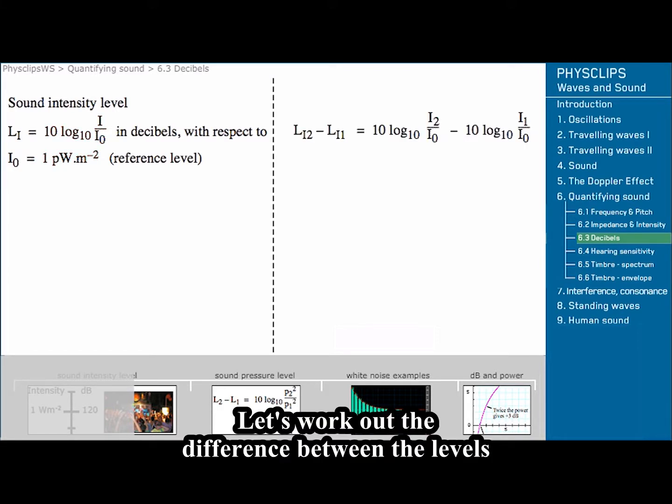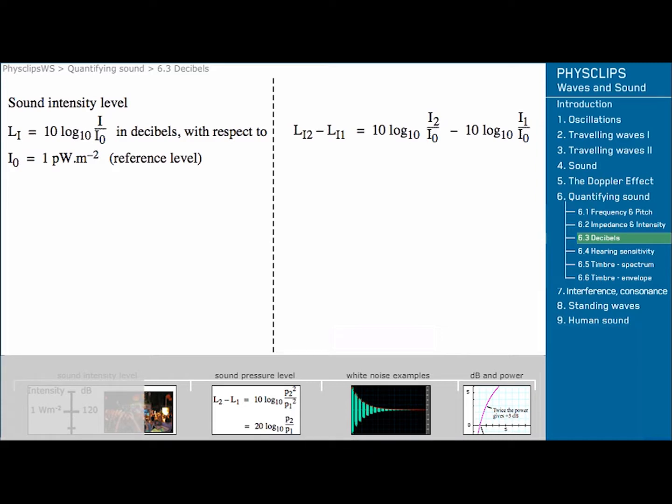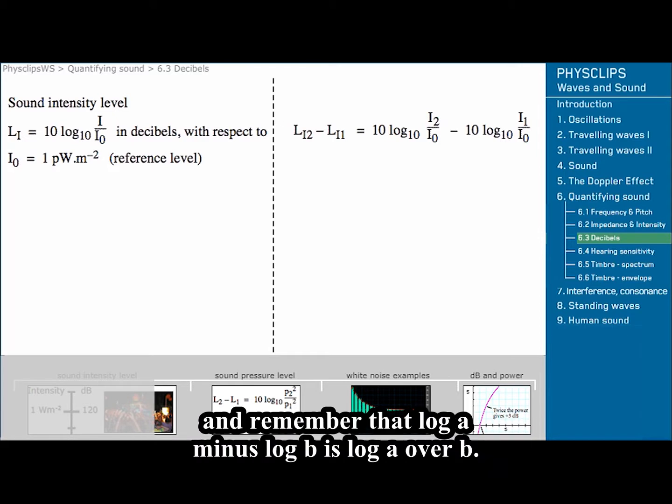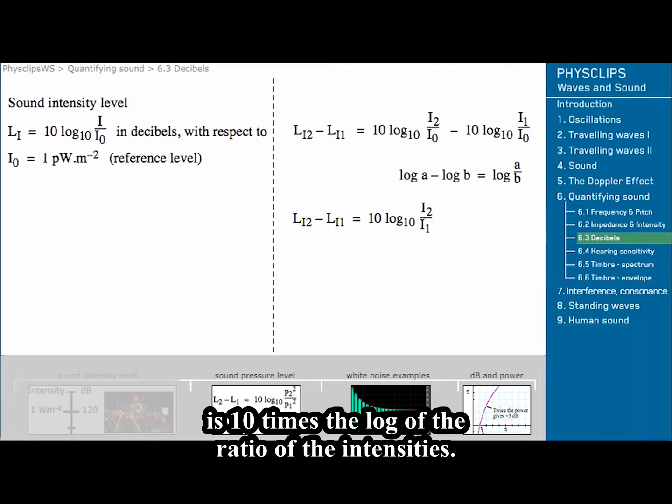Let's work out the difference between the levels of intensities I sub 2 and I sub 1. We substitute, take out the factor 10, and remember that log A minus log B is log A over B. So the difference in decibels between any two intensities is 10 times the log of the ratio of the intensities.